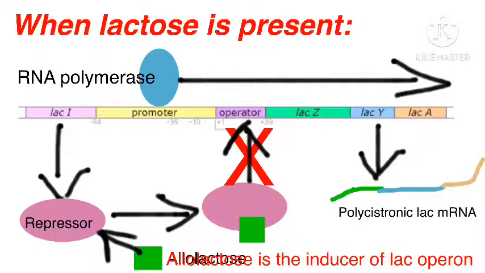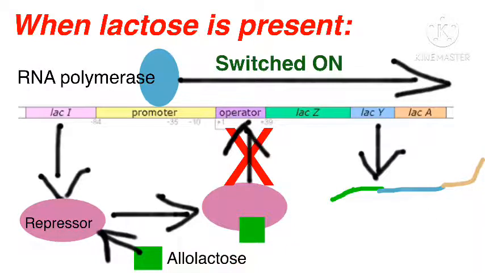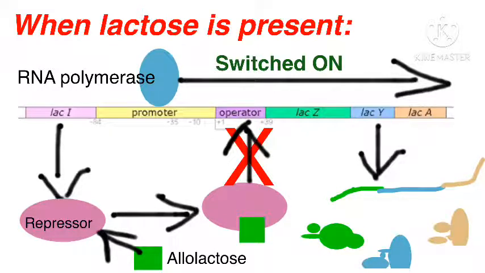Allolactose or lactose is called an inducer of the Lac Operon because it induces or turns on the expression of the Lac genes. The transcribed polycistronic Lac mRNA is finally translated into the 3 different enzymes or the gene products, which are beta-galactosidase, permease, and trans-acetylase, which collectively function to break down lactose and release energy.